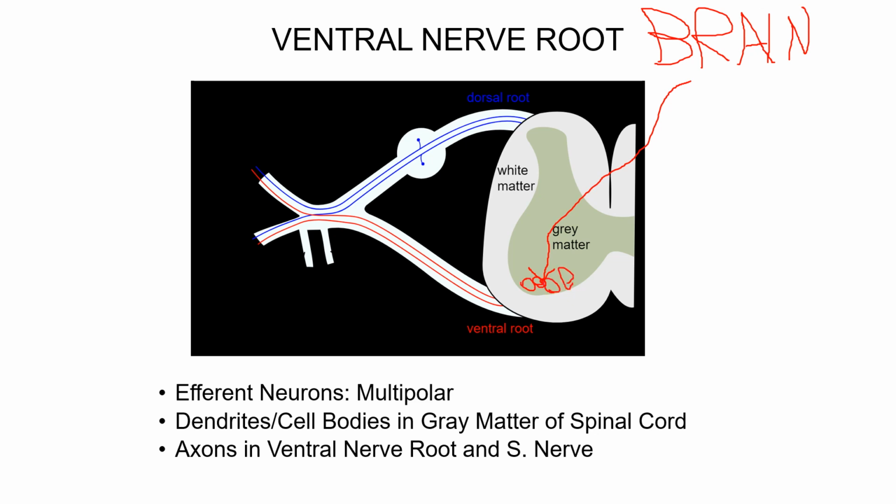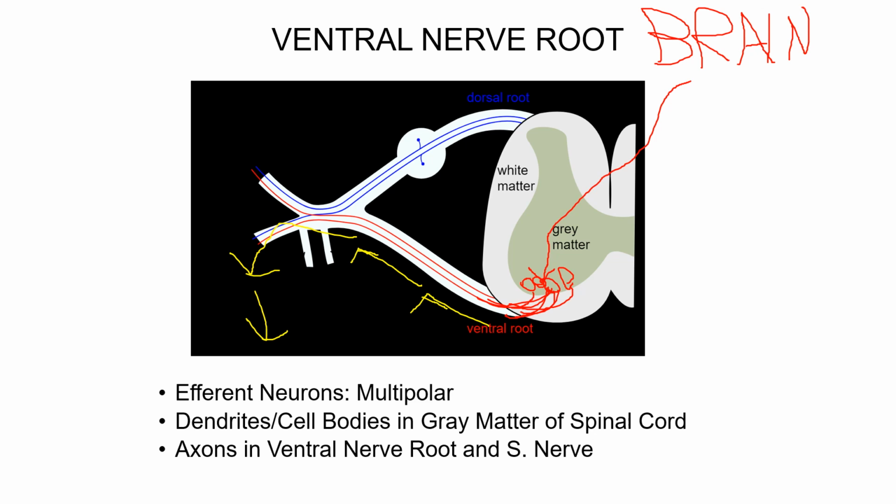Then those cell bodies are going to send axons out to the anterior column, or the anterior funiculus, and then we're going to send the message this way, away from the central nervous system, down to that skeletal muscle to move our hand or our foot or whatever we're moving.